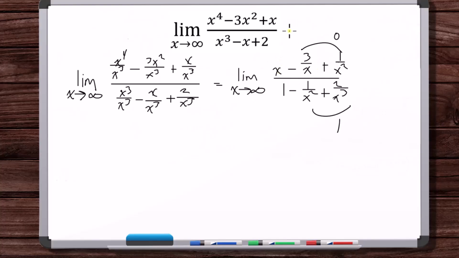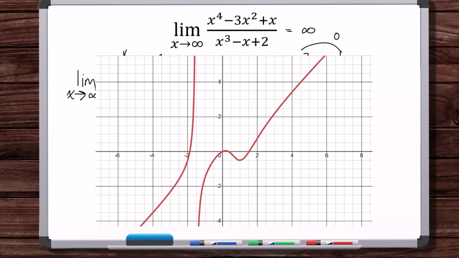However, what this still means is that this is equal to infinity. Because the line y is equal to x, as x goes to infinity, just gets bigger and bigger and bigger. But still, when we look at the graph, what we see is, as x goes to infinity, the function is getting closer and closer to the line y is equal to x.